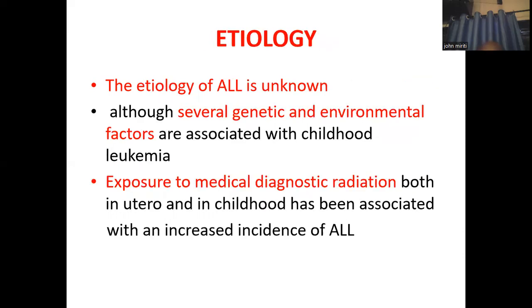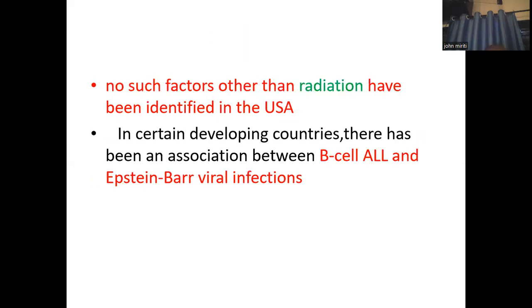The etiology of acute lymphoid leukemia is not well understood, though several genetic and environmental factors are associated with childhood leukemia. For example, exposure to medical diagnostic radiation, both in utero and in childhood, has been associated with an increased incidence of acute leukemia. Factors other than radiation have also been identified. In certain developing countries, there has been an association between B-cell acute leukemia and viral infections.